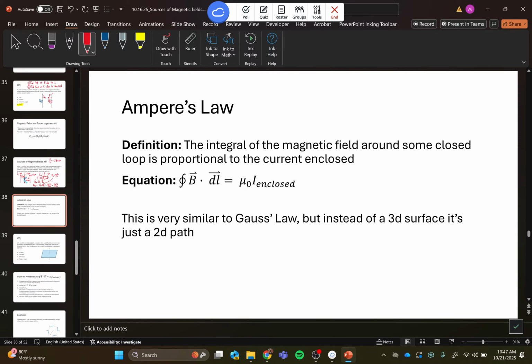Ampere's law says the integral of B dot dl equals mu naught I enclosed. Now, you have not seen this equation yet, but you have seen something that looks very similar. You all have seen Gauss's law. Gauss's law is E dot dA equals Q enclosed over epsilon naught. The way we're going to do Ampere's law is very similar to Gauss's law. But let's compare these two equations and see what's different.